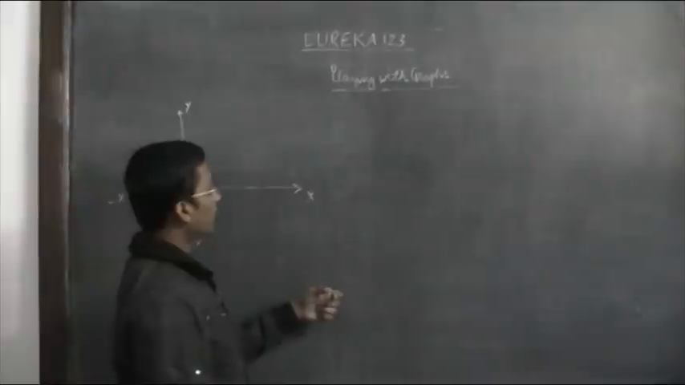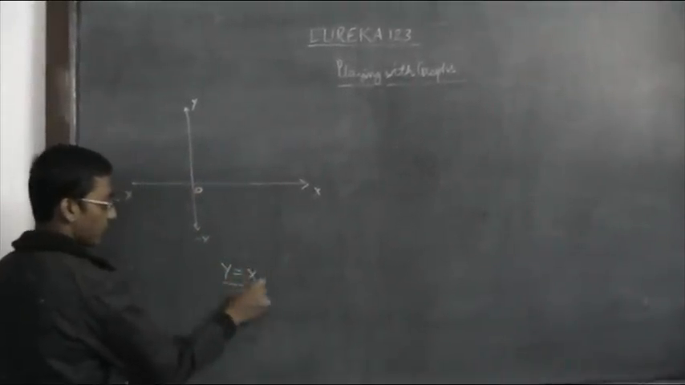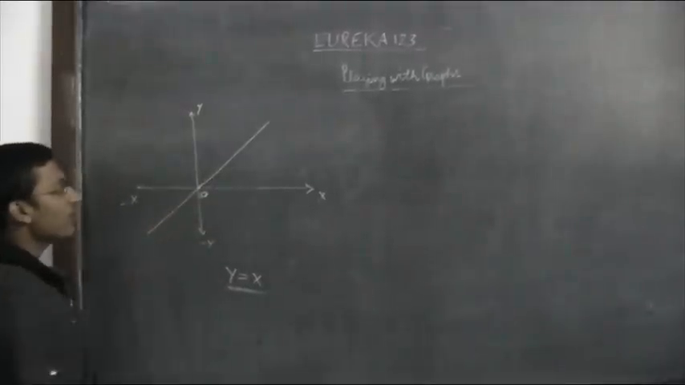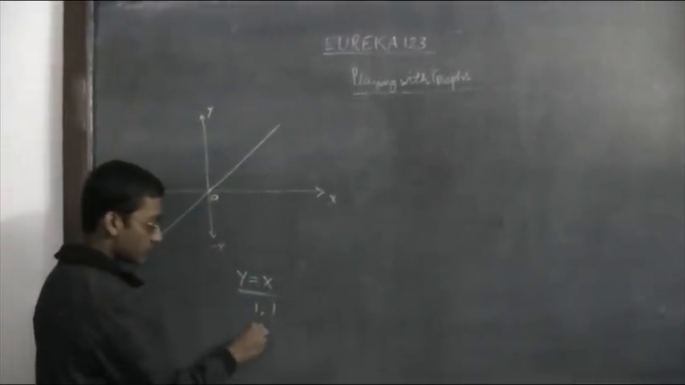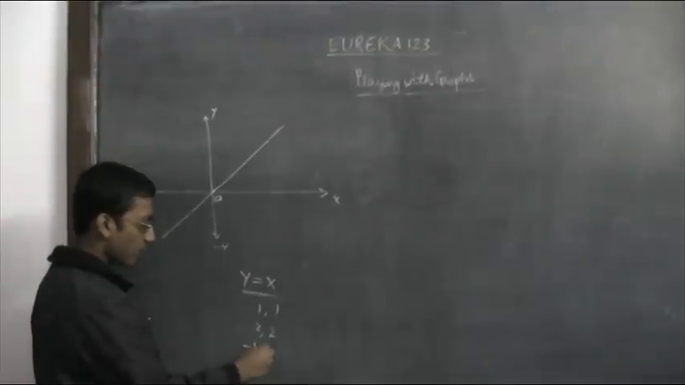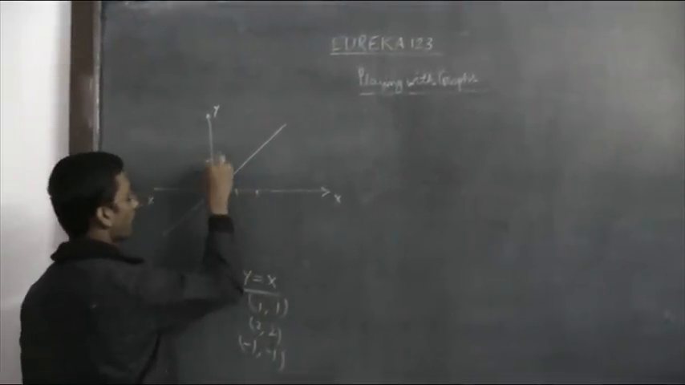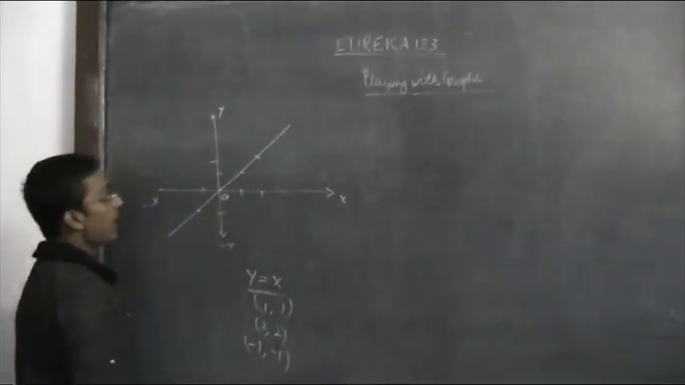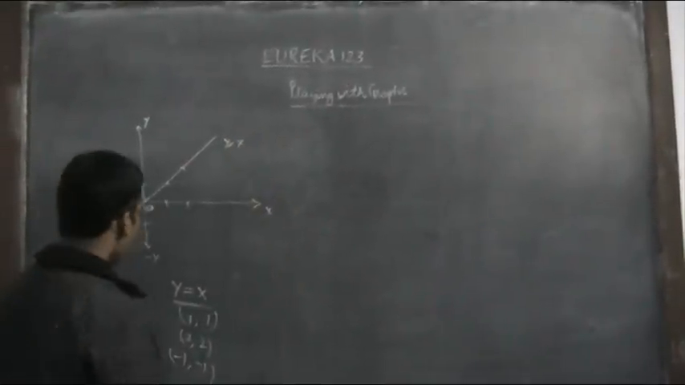Now, let us start with a very basic graph, y equals x. It is like this. We can always draw graphs by taking some points, like when x is 1, y is 1, x is 2, y is 2, x is minus 1, y is minus 1. So we can always take points (1, 1), (2, 2), (-1, -1), and we can draw a graph. This is y equals x.